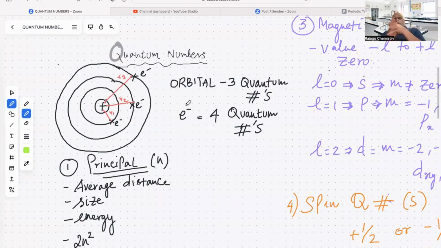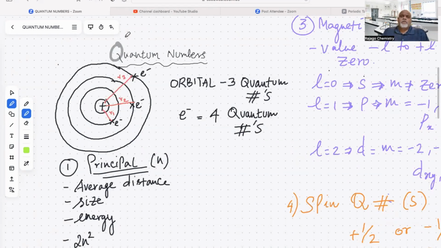Today we are going to look at quantum numbers. This is a very important topic, particularly for AP chemistry, but also for honors chemistry. For general chemistry, it might be useful. It's better that you know this concept for your chemistry classes.